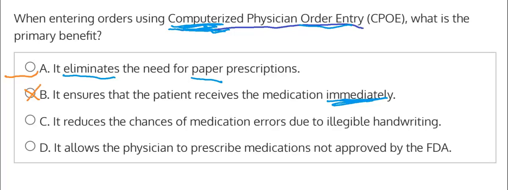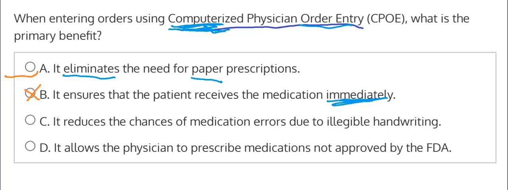Looking at option C, it says, it reduces the chances of medication errors due to illegible handwriting. And this is something that we know to always be true because it says it reduces the chances of errors due to illegible handwriting. And that's a fact all the way around because if you're putting in the computer, you're not writing it, there's no handwriting involved. That's true all the time. In comparison to option A, where it says eliminating the need for paper prescriptions, the need for paper prescriptions might not necessarily be completely eliminated all of the time.